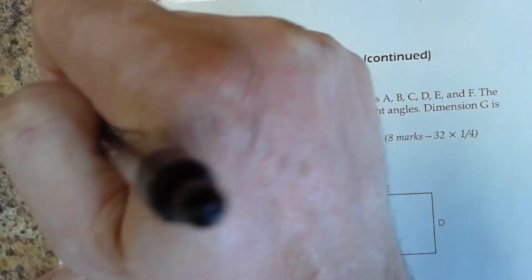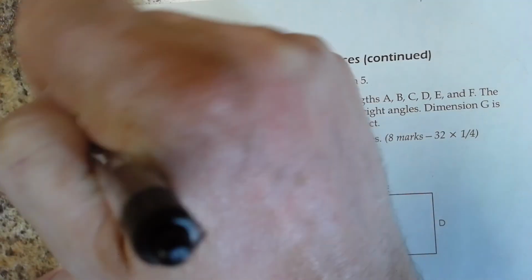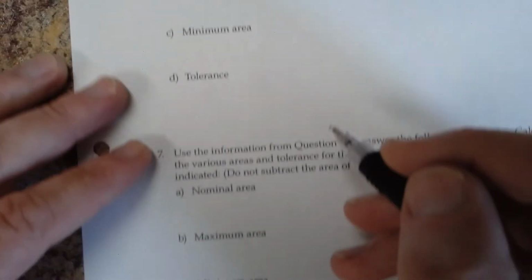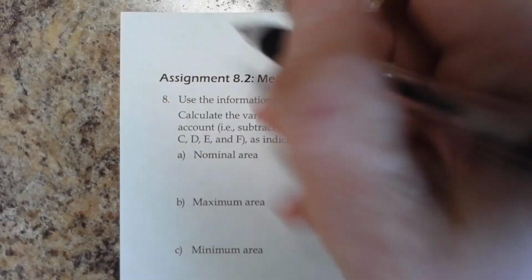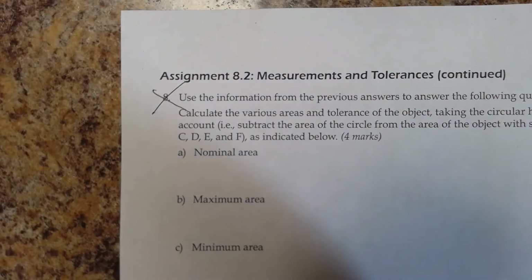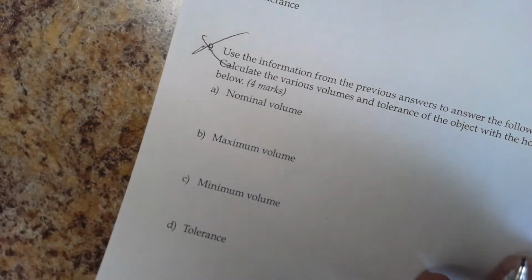Okay, so now that I've yammered on about that, let's cross them out. 5 out. Cross them out so that you don't do them. Scribble over them, do whatever you do, right? 6, 7, 8, 9. Not enough information provided to do the question.